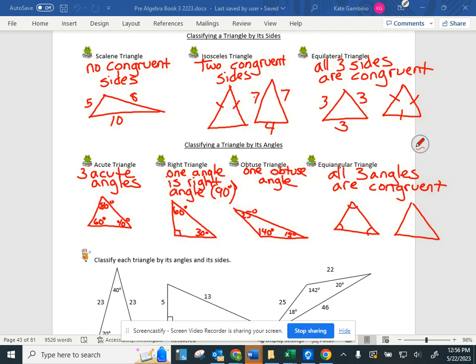Evan? Yeah, because they all have to be the same. And 60 plus 60 plus 60 equals our 180 degrees. So all three have to be 60 degrees if it's equiangular.